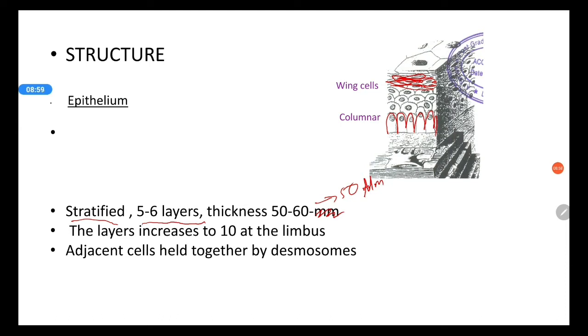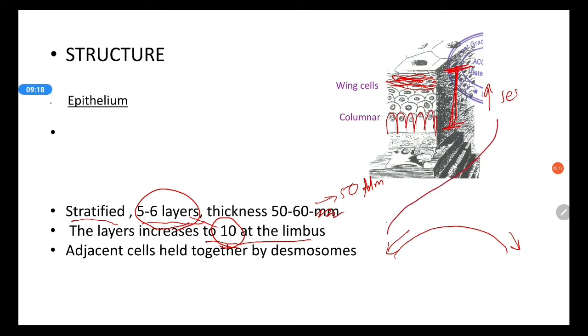It is not millimeters. Now, as you go towards the limbus, that means as you go towards the periphery of the cornea, the number of stratified layers increases from 5 layers to 10 layers. That is, the number of layers in the epithelium increases as you move towards the periphery, from 5 layers to 10 layers.